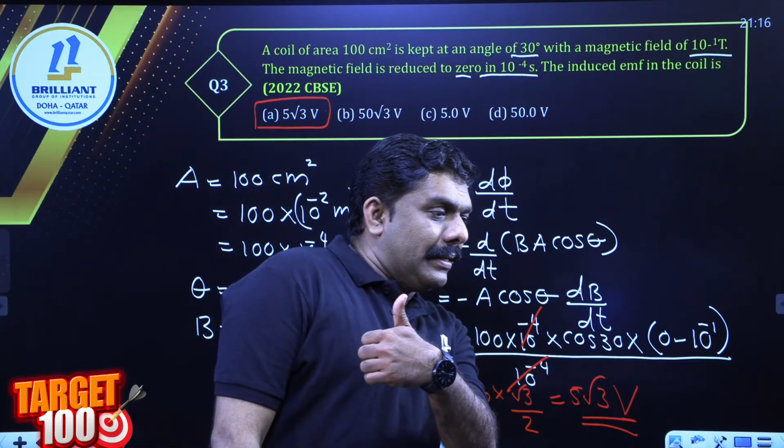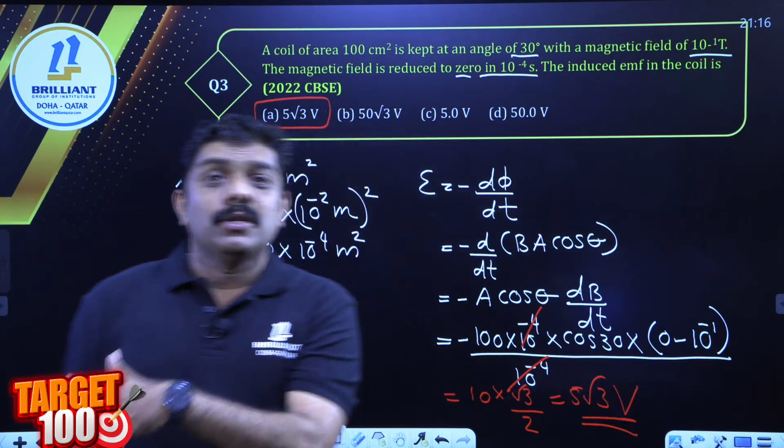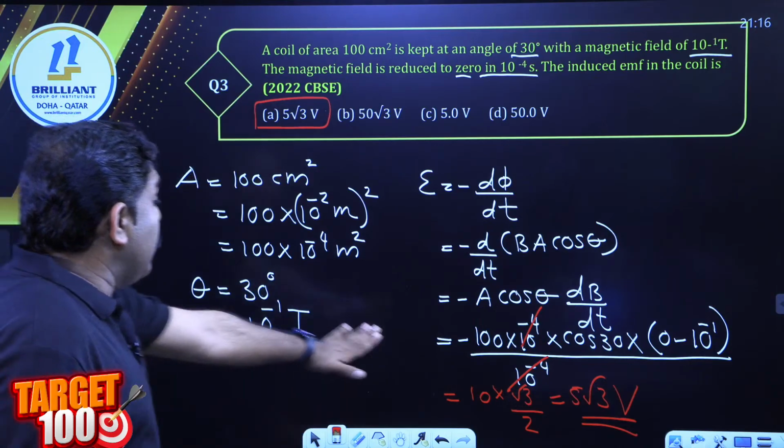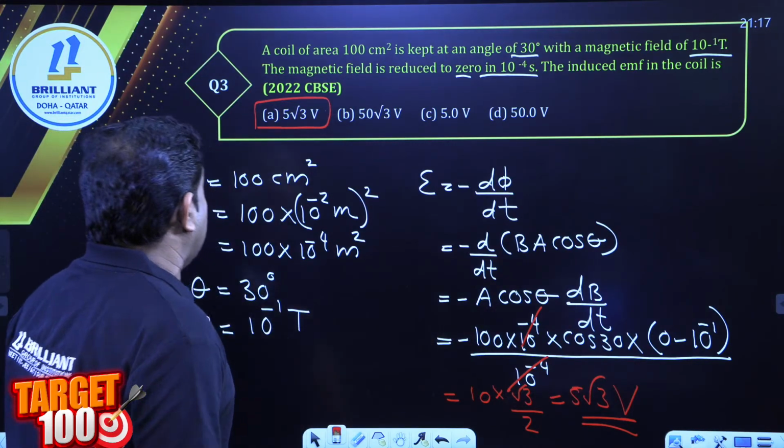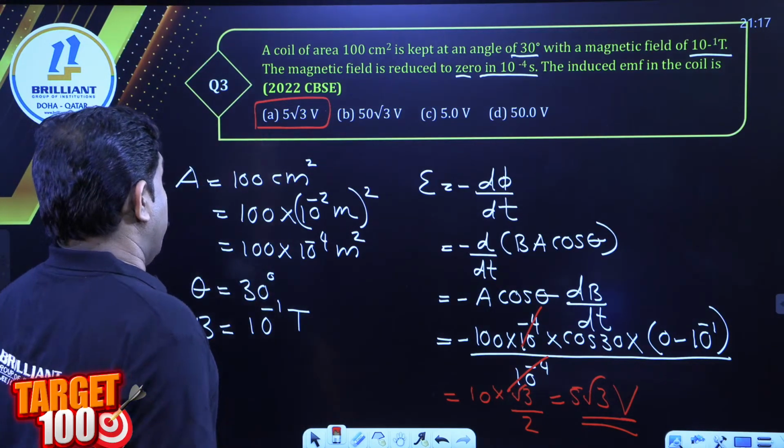Yes, Rudra, right answer correctly, Reshma, right? So the answer is correct. That is 5 root 3 volt is the answer for question 3.